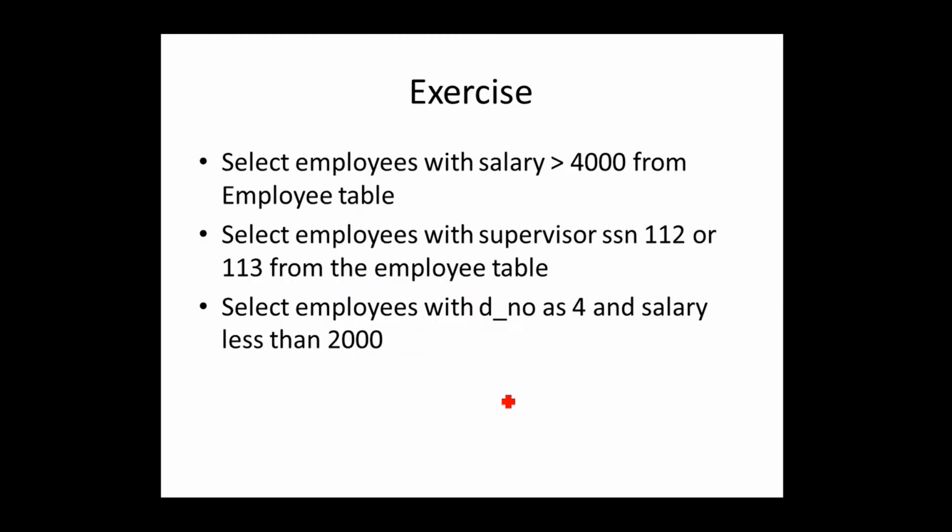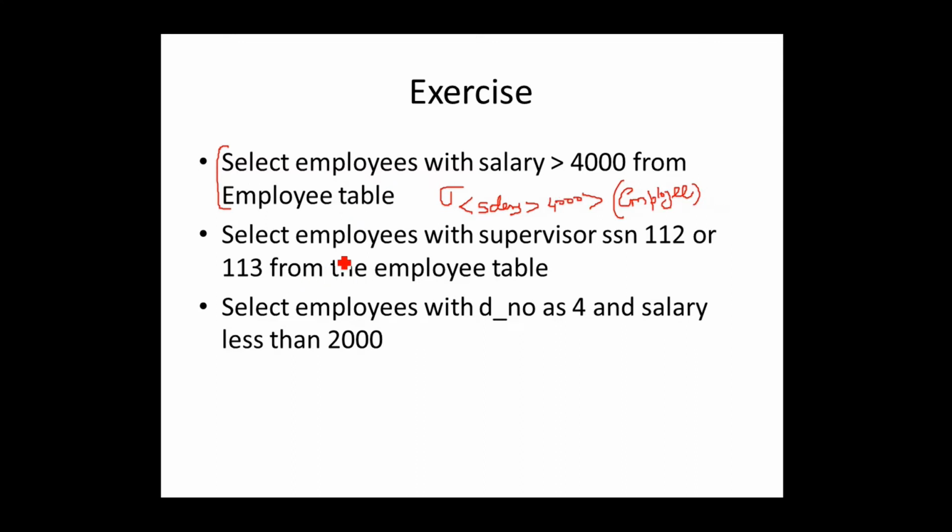Okay. So let's take some exercises here. Now the question is, select employees with salary greater than 4000 from the employee table. So the employee table we've already seen. The condition here is salary should be greater than 4000. So this is a select operation. So you use this symbol sigma and then you do salary. What is the condition? Salary is greater than 4000. And on which table are we going to perform this? On the employee table. That's it. We have finished one query.